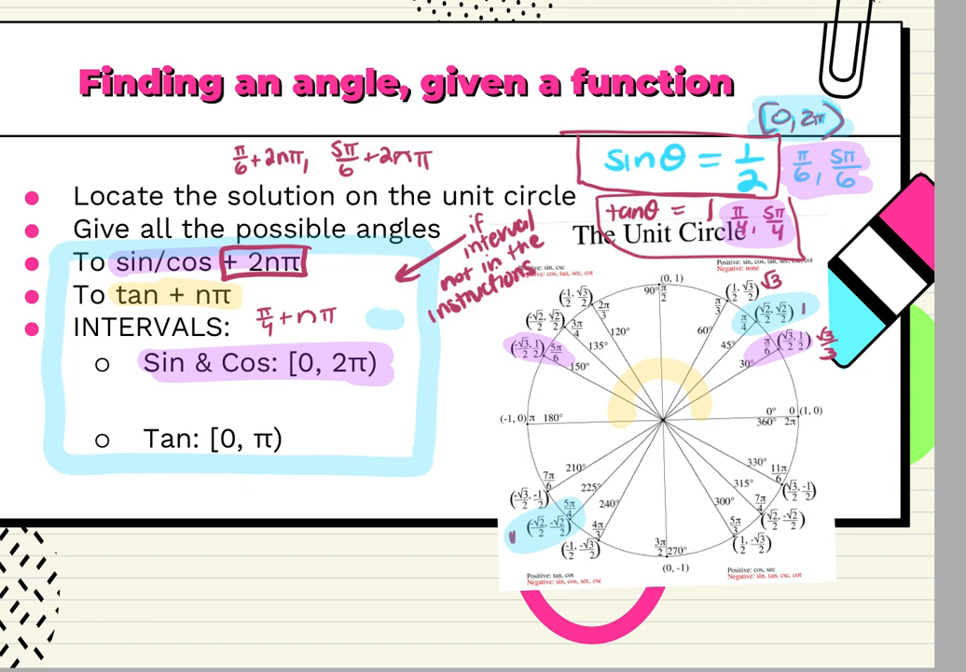So again, sine and cosine, we add 2n pi. Tangent, we add n pi. And sine and cosine, we use the entire natural circle. Tangent, we only use the first and second quadrant.